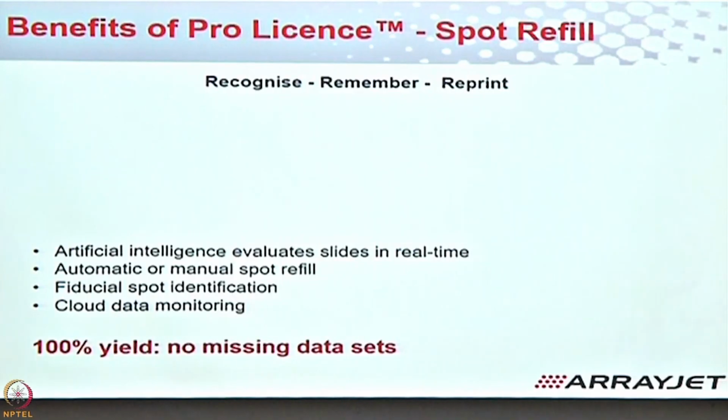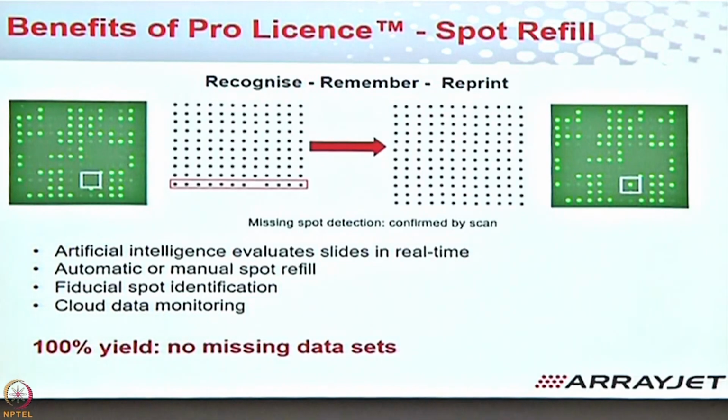So it's actually a part of artificial intelligence software which evaluates your slides real time. It's automatic or manual spot refill, and it provides 100% yield, no missing data sets. So there is no need to repeat your experiments for a whole month. It remembers that there is something that is missing here, and what it does the next time you have a spot here. So here it's blank.